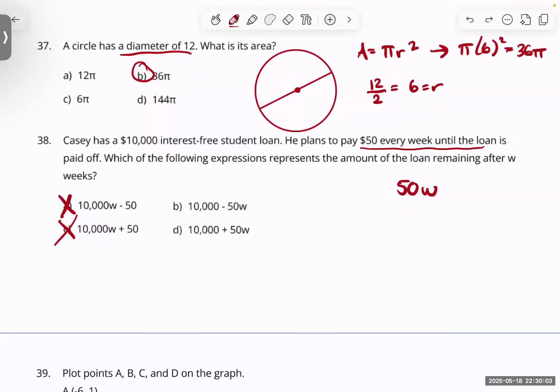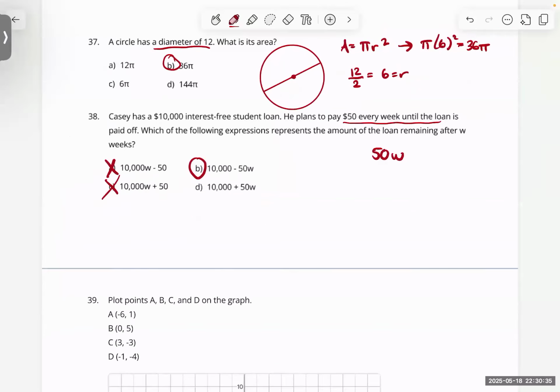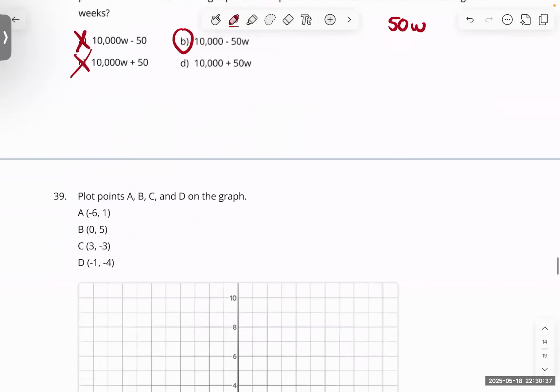Now, if he's paying it off, that means he starts off with $10,000 in debt, and he needs to pay off this money in order to get from 10,000 to 0. Obviously, in order to do that, he needs to subtract the amount of money that he's paying. So the answer is B. It's not D because he's adding to his debt, and that's not what he's doing. He's trying to pay off his debt. So he's subtracting the money from how much he owes so that he can eventually get to 0 debt. It's B.